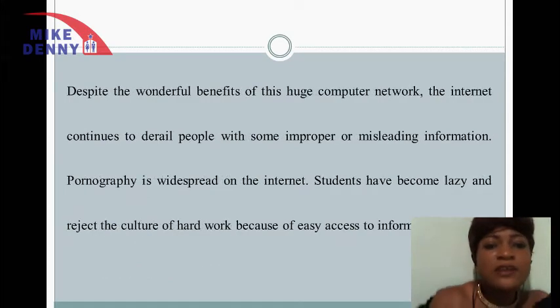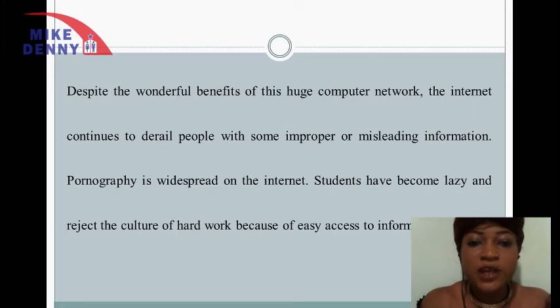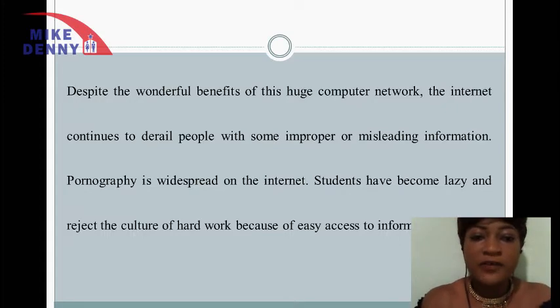Despite the wonderful benefits of this huge computer network, the internet continues to derail people with some improper or misleading information. Pornography is widespread on the internet. Students have become lazy and reject the culture of hard work because of easy access to information. Very good.